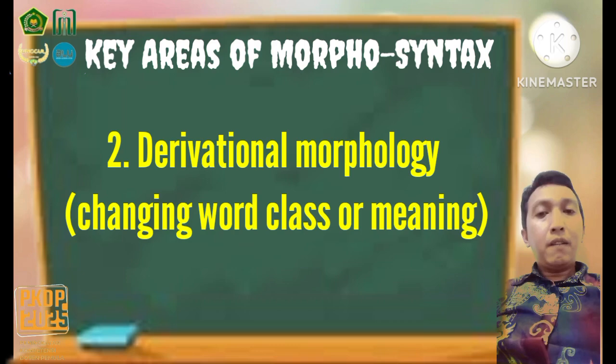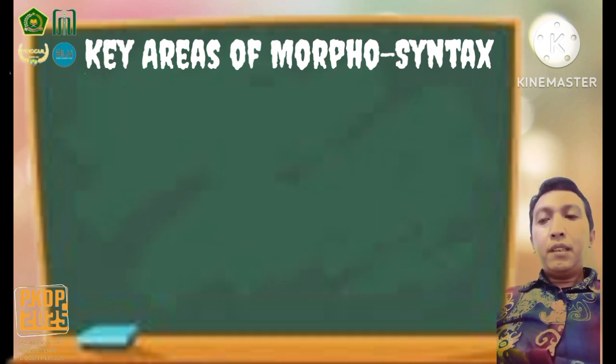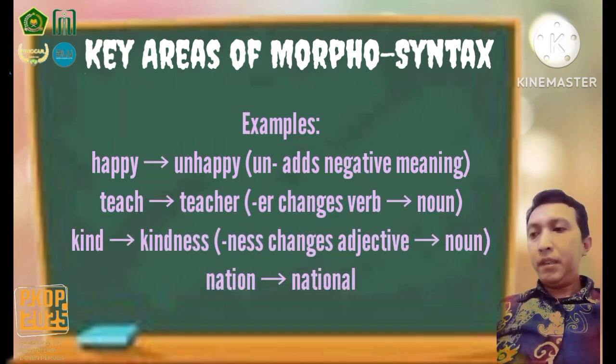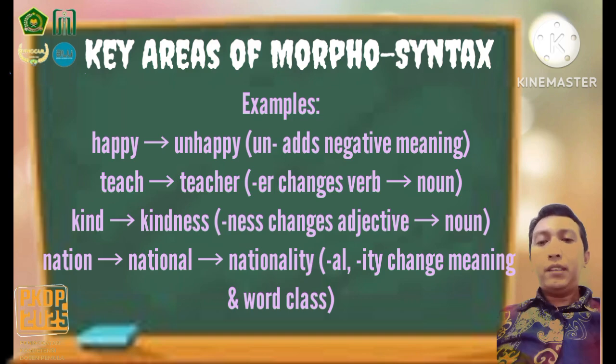The second key area of morphosyntax is derivational morphology, which means changing word class and or meaning. Let's see several examples. The first one is happy becomes unhappy. Un adds a negative meaning. This prefix un means negative. So from happy to unhappy, there is a change of meaning.